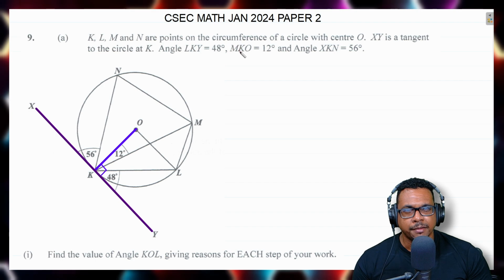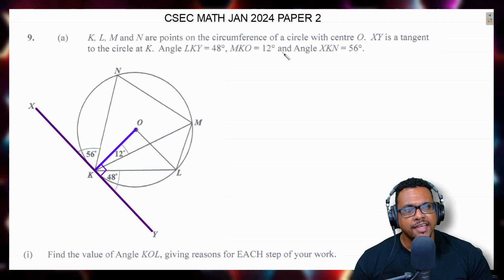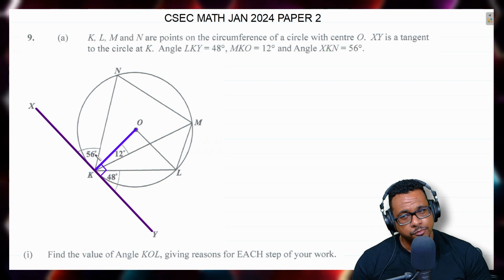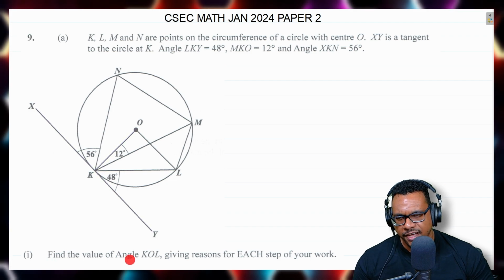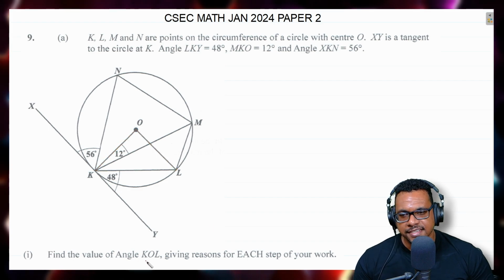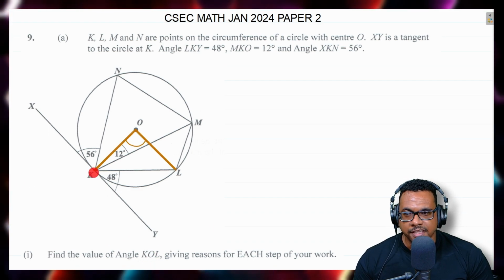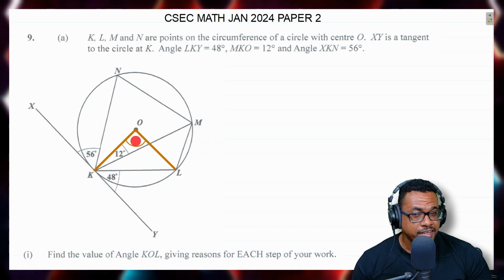Then we have angle MKO is 12 degrees, which is shown here. And then we have angle XKN, which is 56 degrees, which is shown here. Now, Question A, Part 1, we want to find the value of angle KOL, giving reasons for each step of your work. So let's highlight angle KOL. Okay, so we have K to O and then O to L. So this is the angle that we want to find.